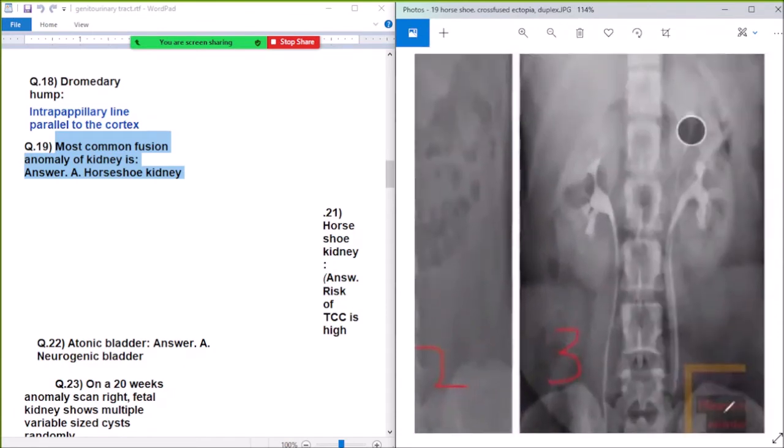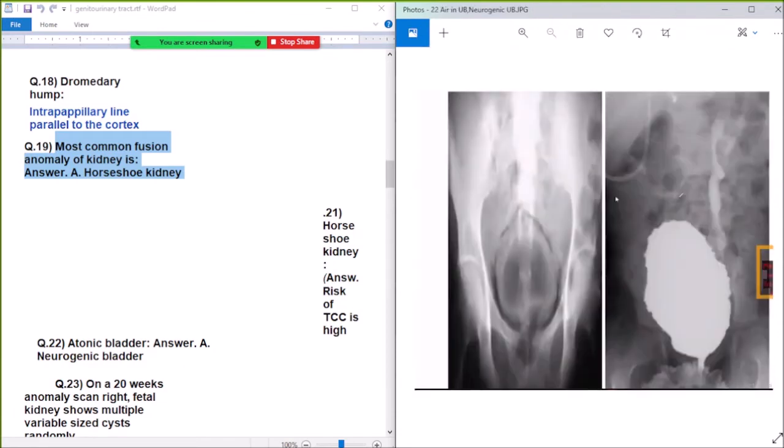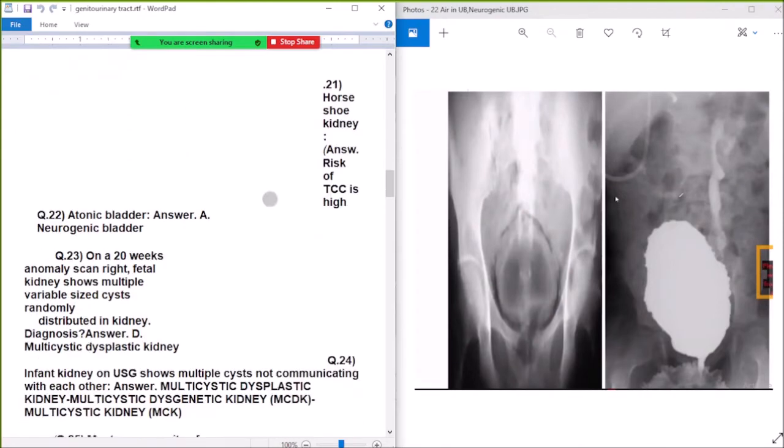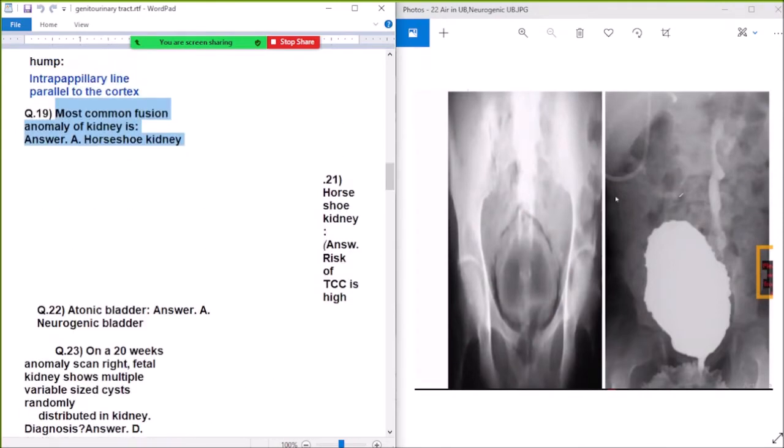They do best kidney, upper moiety, lower moiety. Question number 21. Horseshoe kidney, answer: risk of transitional cell carcinoma is high.